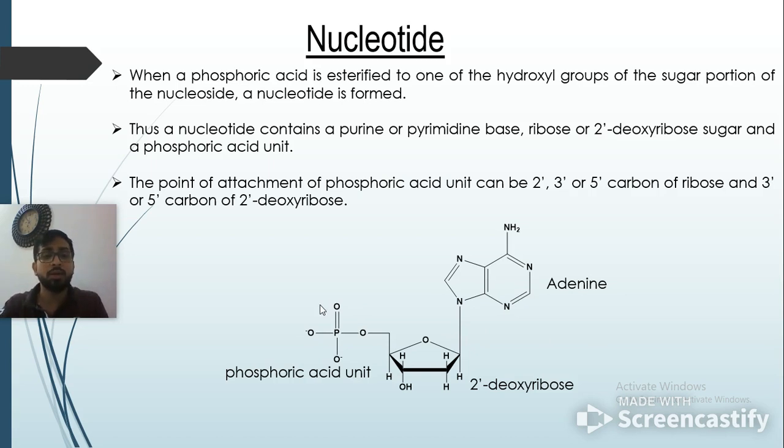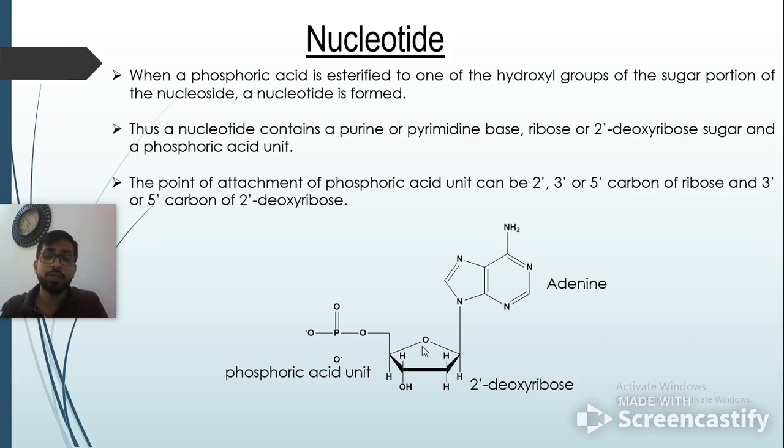Now the attachment of this phosphoric unit to the sugar can be at any carbon which contains a hydroxy group. For example, in case of ribose, we have a hydroxy group at the 2' position, 3' position, and 5' position. This position is not 1', this is 2', this is 3', this is 4', this is 5'. Now at 4' we don't have any OH group at this carbon. We have one OH group here if you look at the structure of the nucleoside. So the phosphate can be attached at these positions. I'm talking about the ribose.